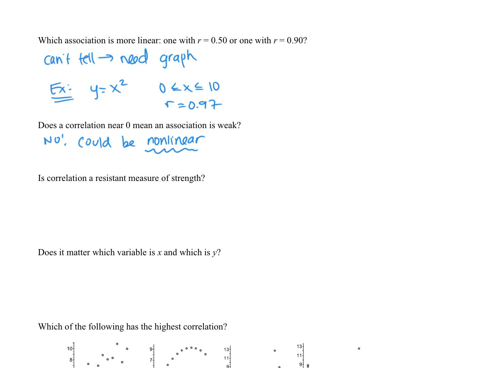R only tells us the strength of a linear relationship. Okay, is correlation a resistant measure of strength? So this one I think we can probably figure out. If we have this data set, resistant means affected by outliers. If I put in a point here that doesn't follow the pattern, do you think it will affect the strength, R? Yeah, it definitely will. So is correlation resistant? No.